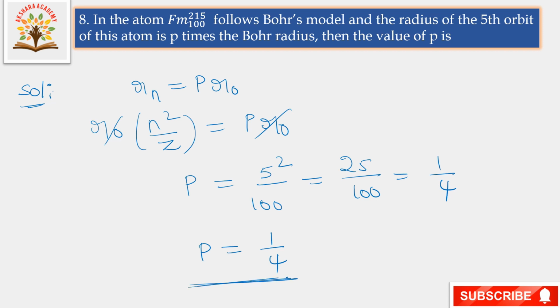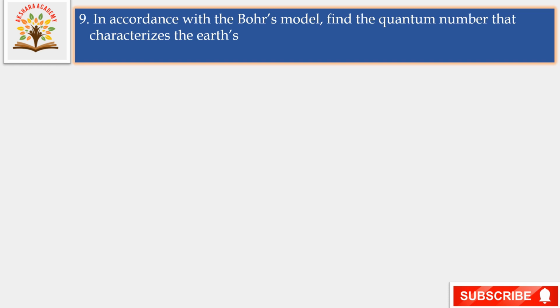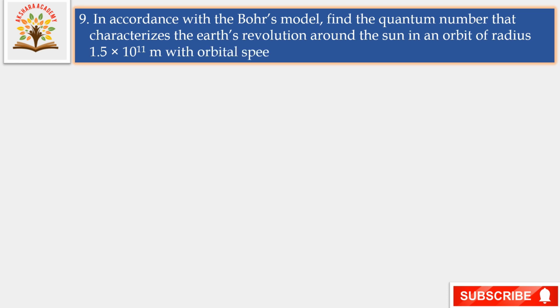Okay. Next we will go to the next question. In accordance with Bohr's model, find the quantum number that characterizes the Earth's revolution around the Sun in an orbit of radius 1.5 into 10 to the power of 11 meters with orbital speed 3 into 10 to the power of 4 meter per second. Mass of the Earth is 6 into 10 to the power of 24 kilogram. Now let us go to the solution.